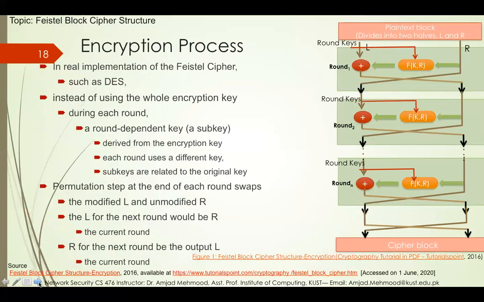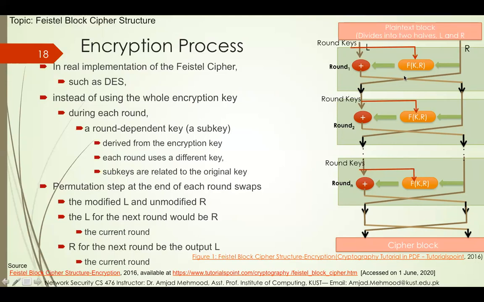Here you can see that in a real implementation of the Feistel block cipher, such as DES, instead of using the whole encryption key at once, during each round a round dependent key is used. Here keys are mentioned, but remember that they are not the same. They are sub keys, derived from the encryption key, which you can call the master key. Each round uses a different key. Sub keys are related to the original key.